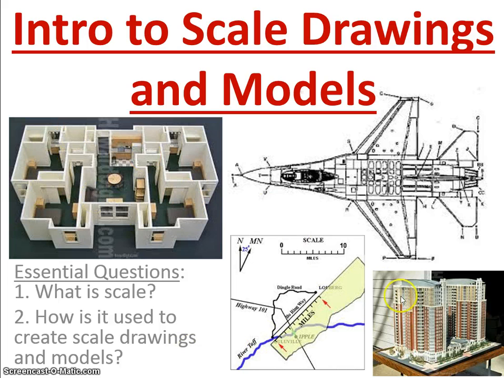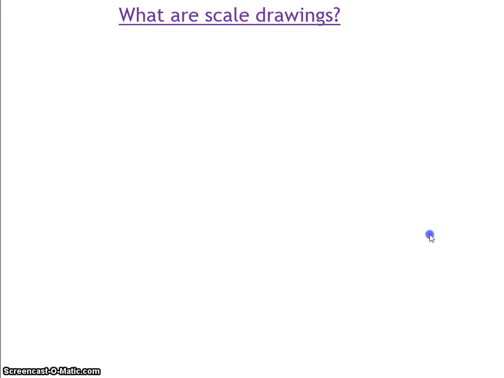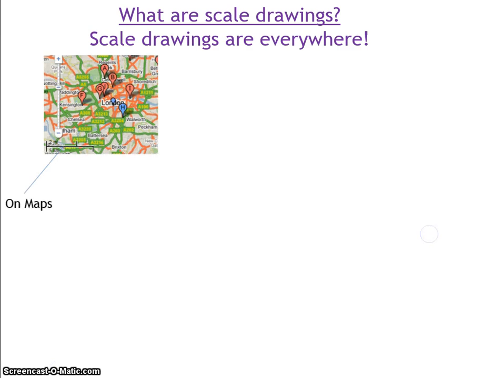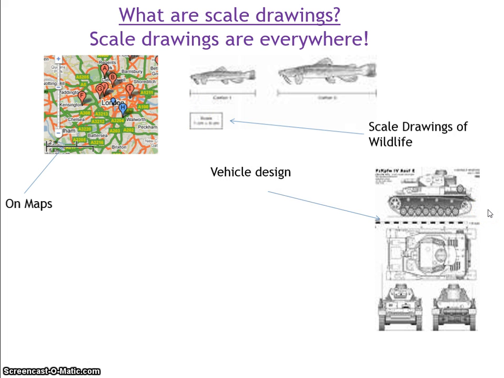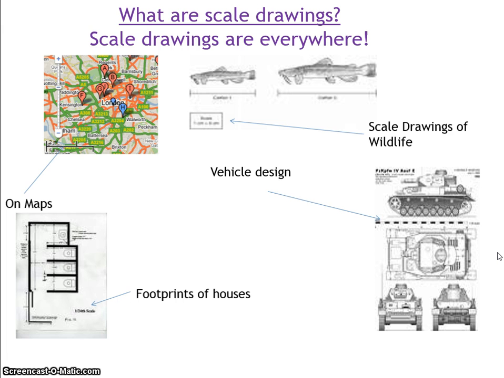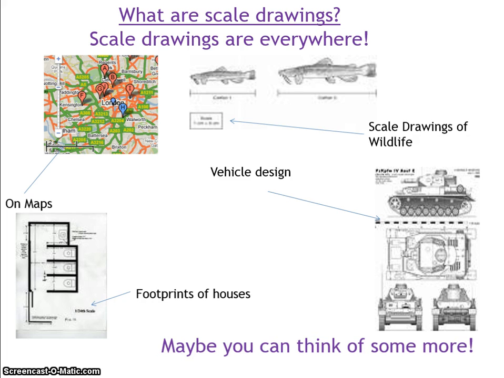Here in the picture you see two examples of scale models and two examples of scale drawings. So what are scale drawings? You've seen them many times because they are all around you. You've seen a map. A map is an example of a scale drawing. Likewise, in your science book you probably see drawings of wildlife, and they are often drawn using a scale. Vehicle design and house blueprints are other types of scale drawings. Maybe you can think of some more.